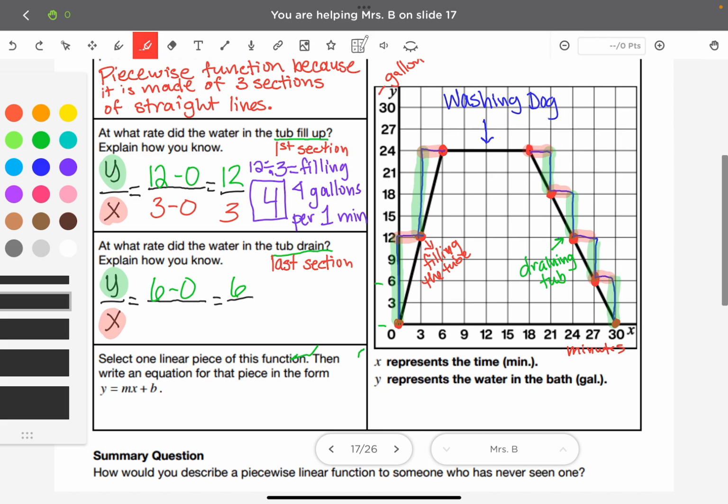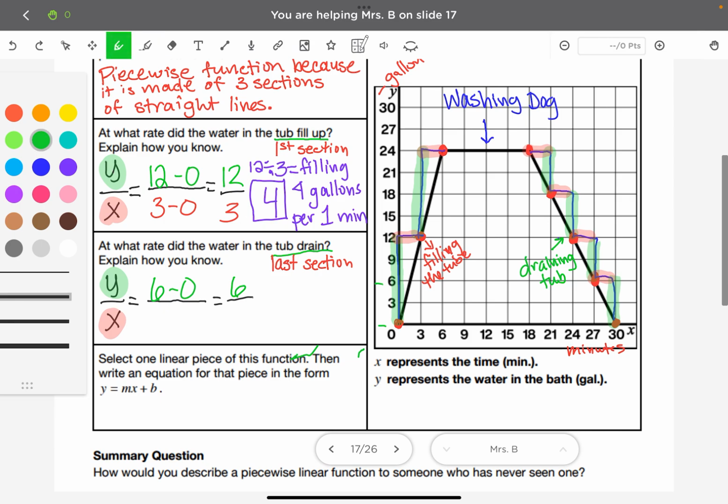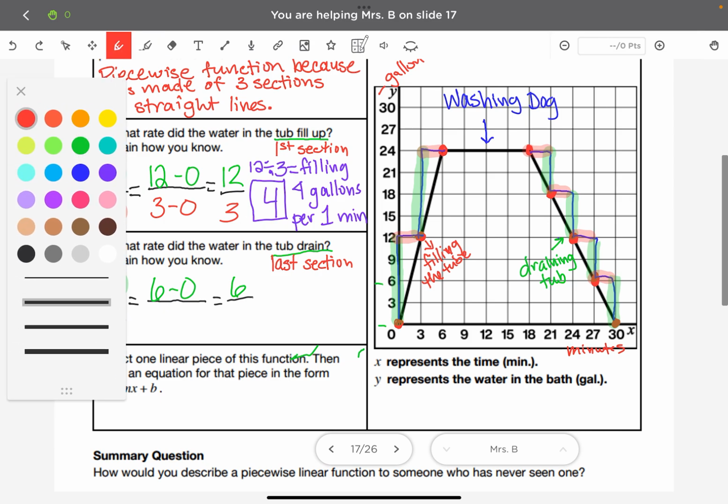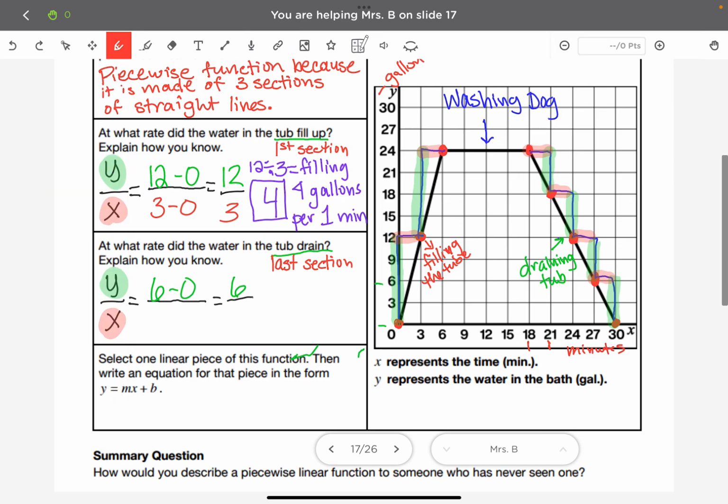It's the same as what I had when I filled my tub, or when DeAndre filled the tub. So it's going to be similar to what I had there, only I do have different numbers. I'm not at the 0. So if I look, I'm going from 18 to 21, 21 to 24, 24 to 27, and then 27 to 30. So since I used that last chunk for my 6 minus 0, I'm going to use the last chunk and do 30 minus 27.